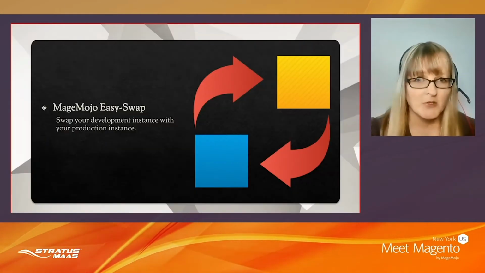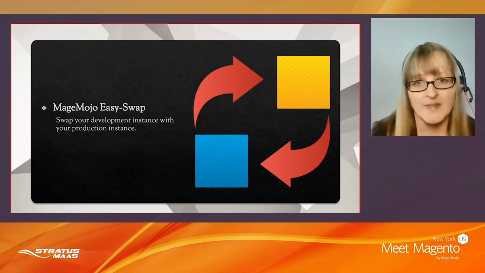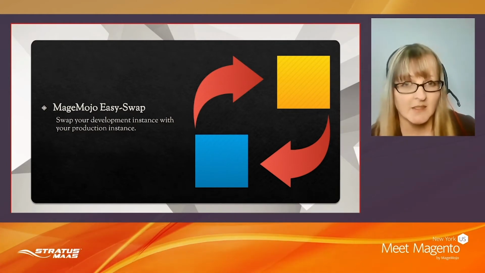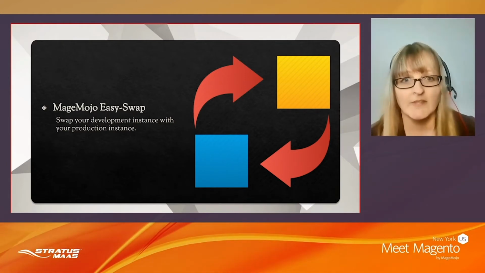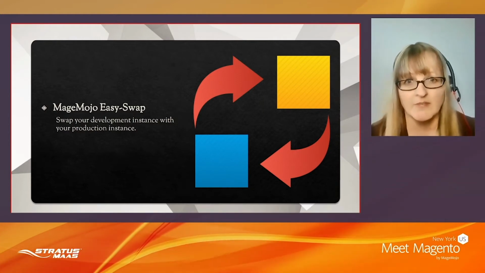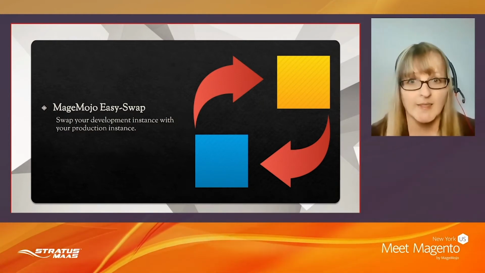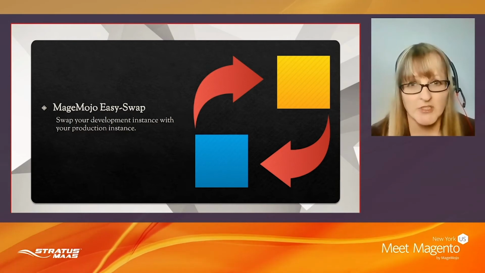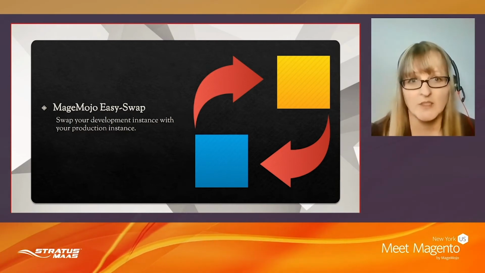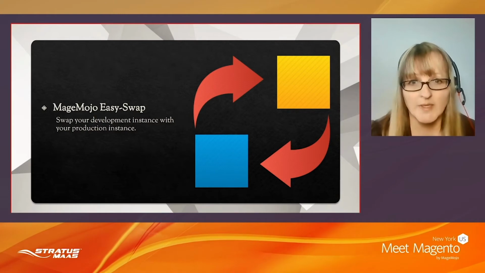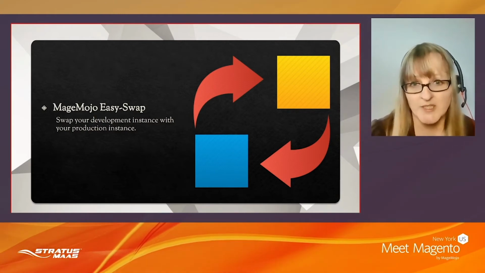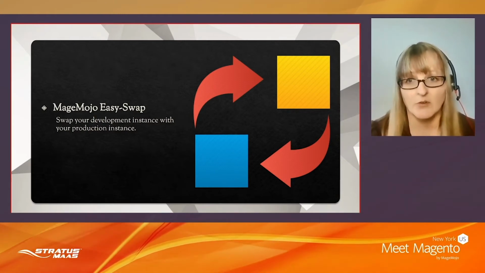At MageMojo, we have an environment that allows you to run a live site on one instance and develop a new site on another. Development instances are included in your plan. This is a common scenario for merchants who are transitioning from Magento 1 to Magento 2. Once you're ready to go live, we can swap the production instance with the dev instance for very minimal downtime.